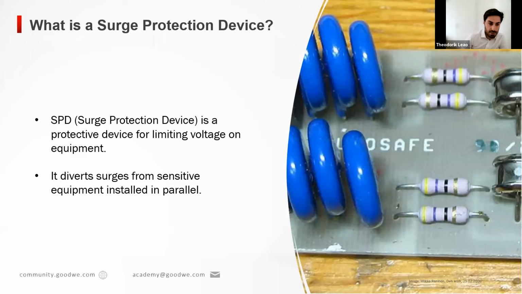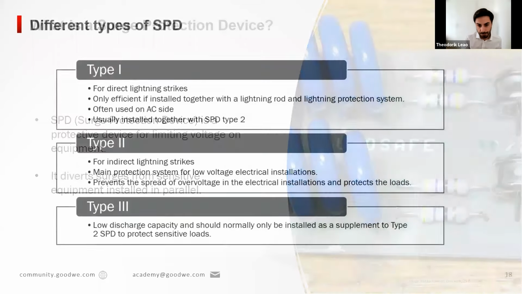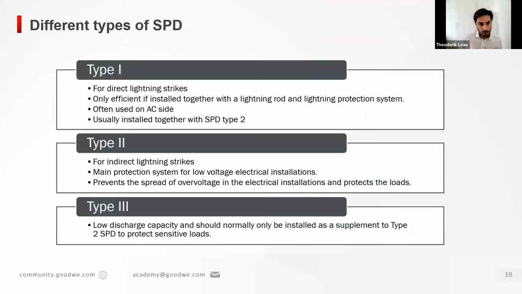So shortly, what is an SPD? An SPD is a surge protection device, a protective device for limiting the voltage on your sensitive equipment. What it does is that it diverts the surges from the sensitive equipment to somewhere else. Moreover, there are also different types of SPDs. You have, for example, type 1 SPD, type 2 and type 3.